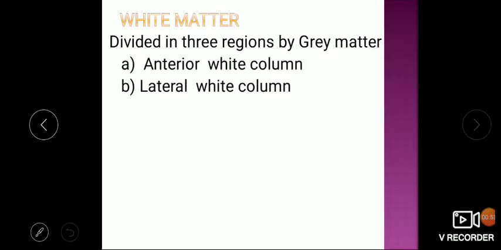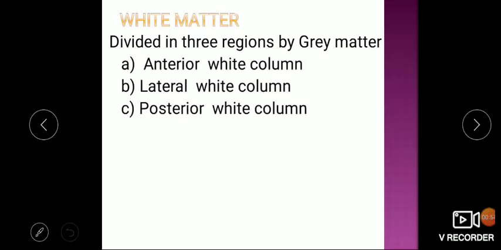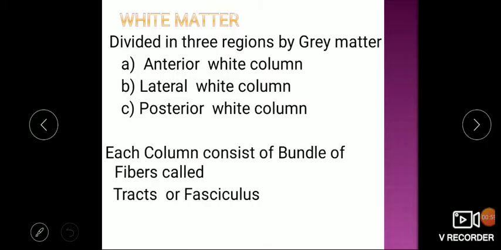So these are the three important divisions. Now what is the importance of this? Basically they help us to label our tracts. Tracts are basically columns consisting of bundles of fibers called tracts and fasciculus. They are nothing but axons of the neurons. Basically, the nervous system is nothing but a bunch of neurons with their synapses. Neurons have the cell body, axons and dendrites. Now axons in different locations are labeled differently.